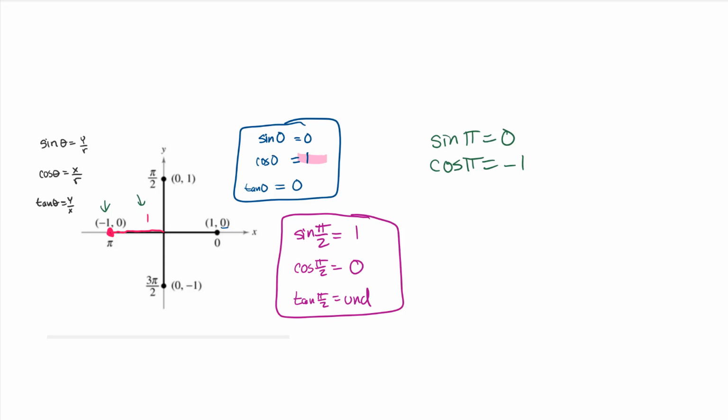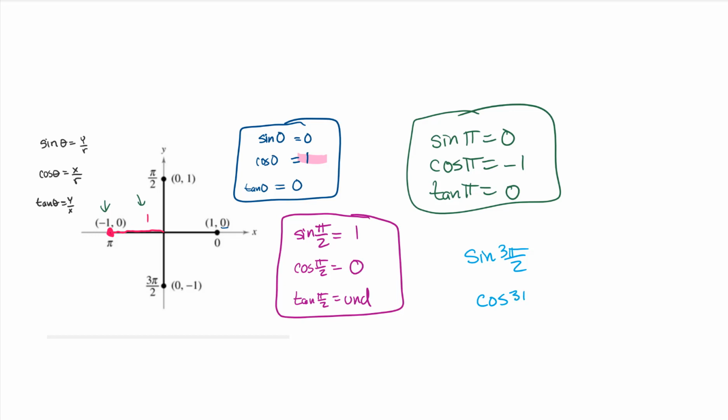And lastly, we're going to go get our tangent of pi, and tangent of pi is equal to 0 divided by 1, so we get -0, right? Or, I'm kidding, just 0. There's our 180-degree angles. Lastly, we're going to go find sine of 3 pi over 2. We're going to find cosine of 3 pi over 2. And then when we're done, we'll get tangent of 3 pi over 2.